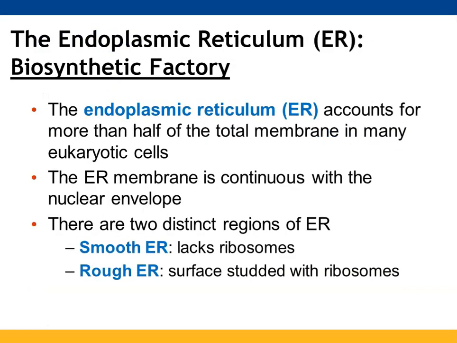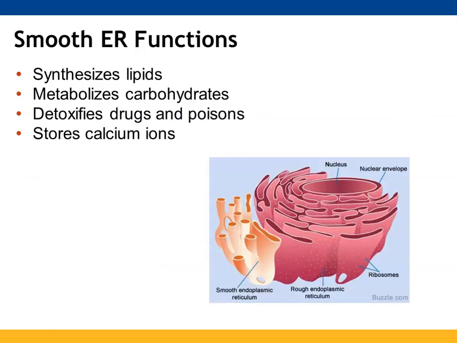So the ER is going to make up more than half of the total membrane that's present in most eukaryotic cells. As I said, it is continuous with your nuclear envelope. There are two components to it. You can have a component that is called smooth ER that does not have ribosomes present, so that would be where there is not protein synthesis occurring. And then you have the rough ER, where you do have protein synthesis taking place.